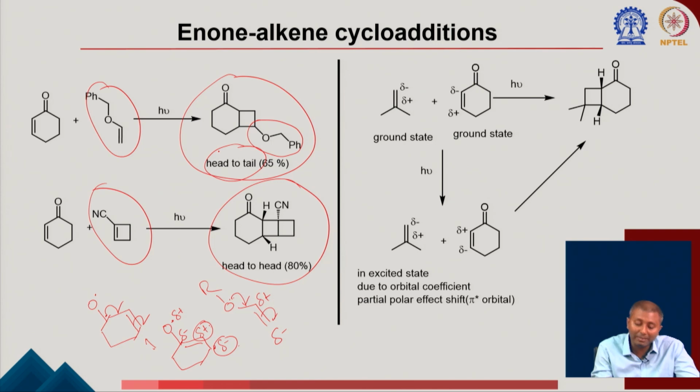And a very similar thing, if you have an electron withdrawing group, like a cyano or any other group that can pull electron density, this will be delta plus and this will be delta minus. Now this side is going to add here and the head is going to add here. So, that is going to be head to head addition, and that can give this product.